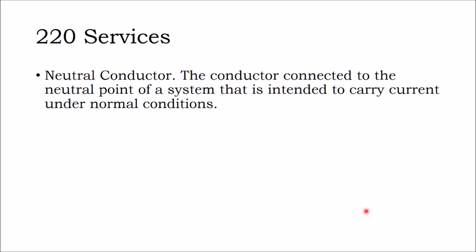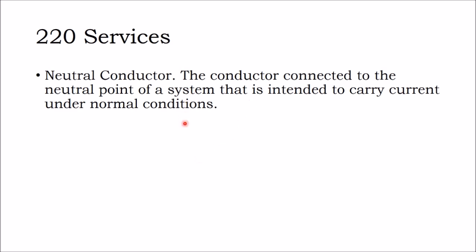So the neutral conductor is the conductor connected to the neutral point of a system that is intended to carry current under normal circumstances. What we remember is that alternating current goes back and forth. The electron just kind of wiggles and generates energy. And when the electron is going from its positive state to its negative state, the point in the middle is a reference voltage of 0.